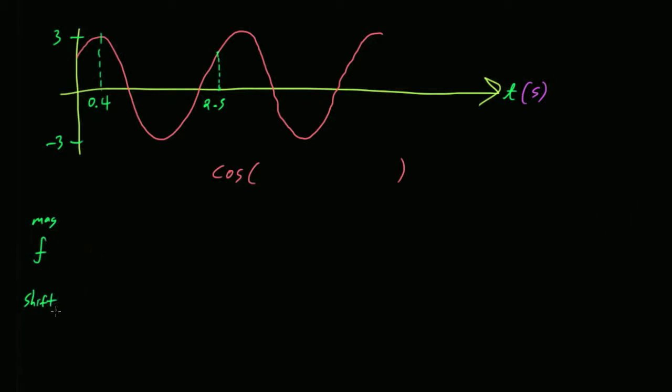Okay, which is easiest to get by eyeball? Magnitude. What's my magnitude? 3. That goes out front, because a regular cosine has a magnitude of 1. If you triple it, magnitude of 3. Sweet.